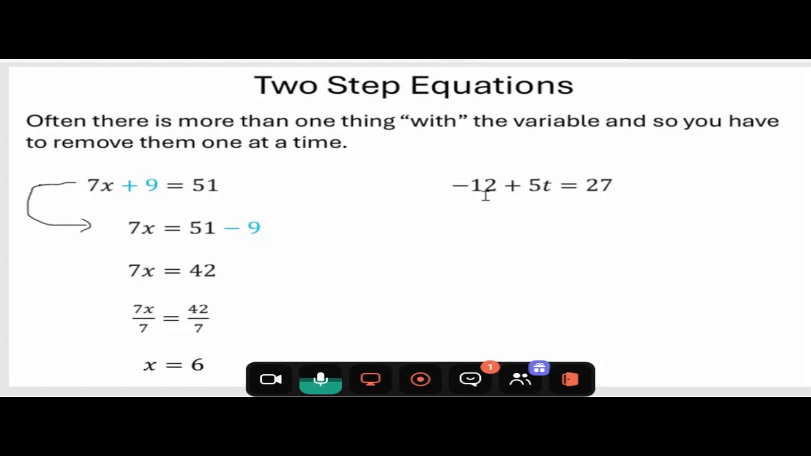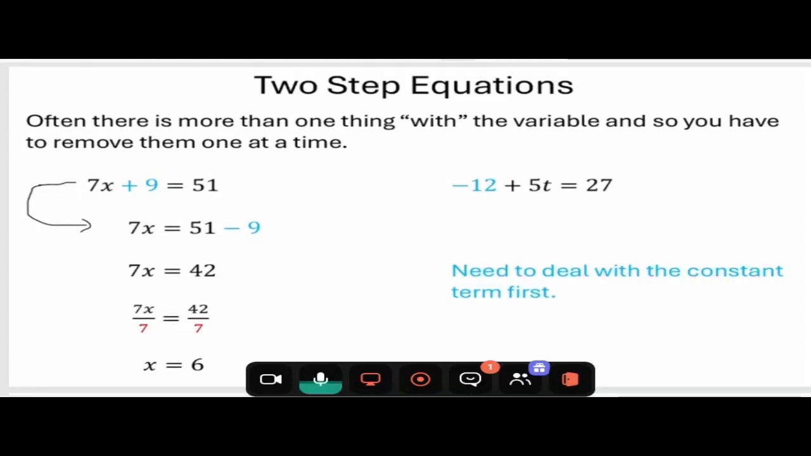So this 12 is actually a subtracted 12. If you really want to get technical, you could imagine there's a 0 out front here to start everything off. 0 minus 12 plus 5t. But we don't bother to write it because adding 0 doesn't change anything, right? So look at your constant term. It is being subtracted on the left.